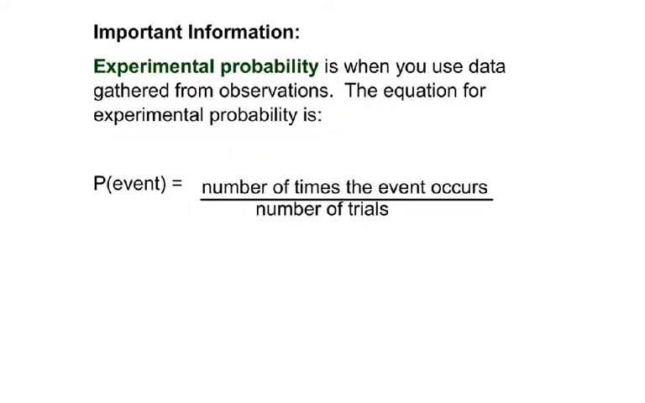Experimental probability. This is when you use data gathered from observation. So anytime you hear someone's batting average or their free throw percentage, it is based on previous hits at bat, shots at the line, whatever it happens to be. So it's an observable thing of successes over the number of times it was tried.